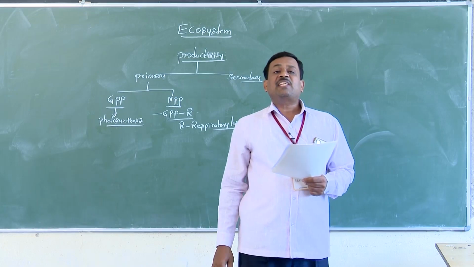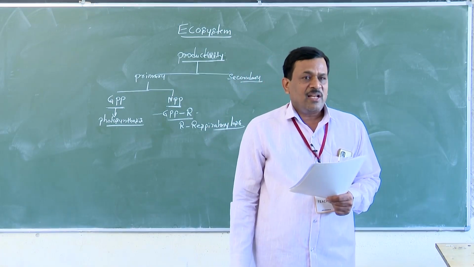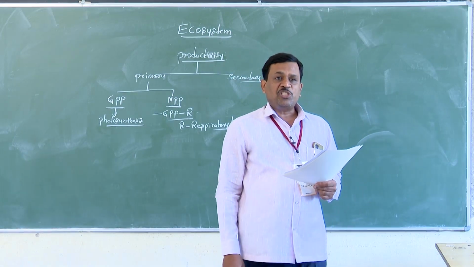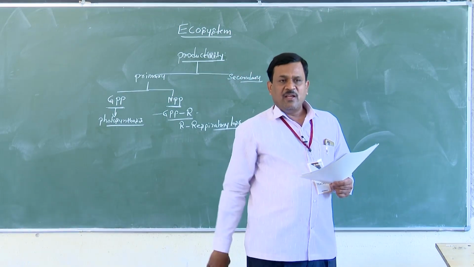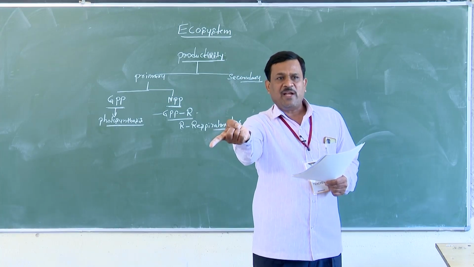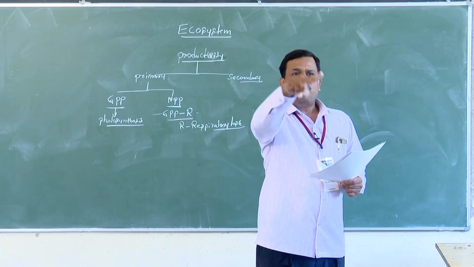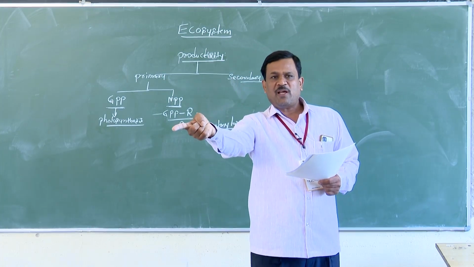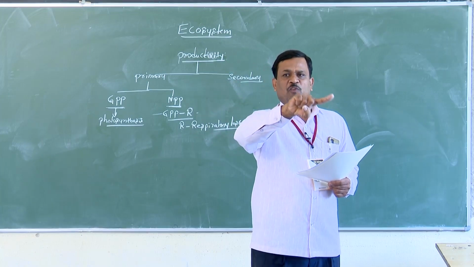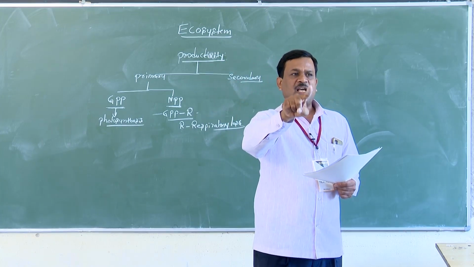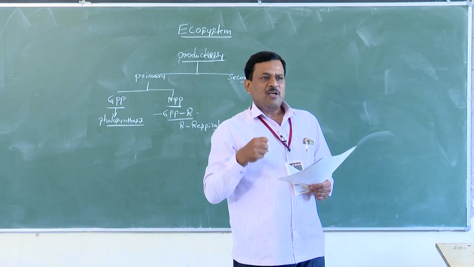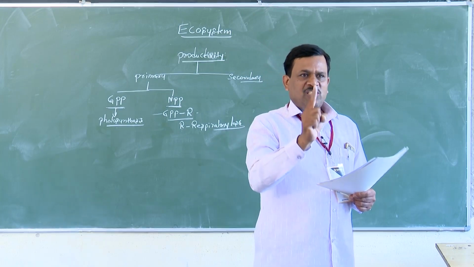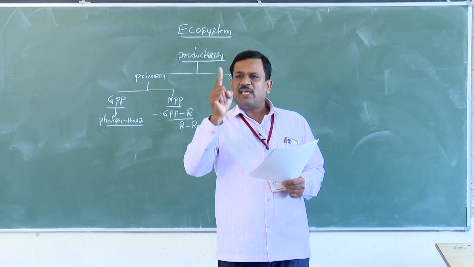In xerarch succession, the pioneer species is lichens. You know lichens, students? Lichens are a symbiotic association between algae and fungi. The algal component is the phycobiont and the fungal component is the mycobiont. These are autotrophic and heterotrophic respectively. Algae prepare food for fungi, and fungi provide shelter and absorb minerals for the partner. These are also very good pollution indicators. The first pioneer species is the lichens.